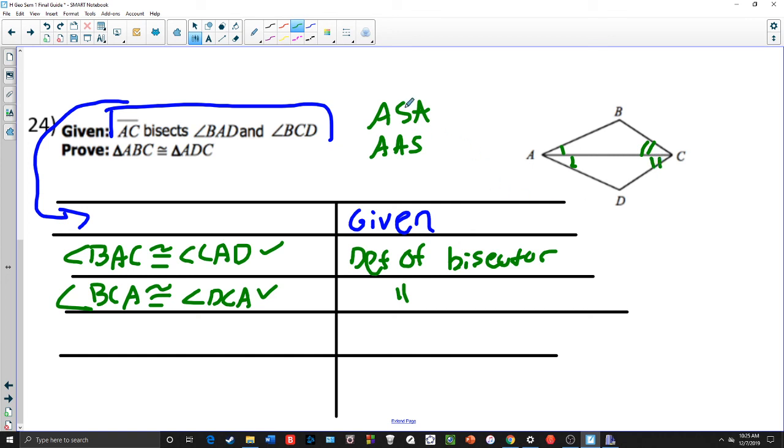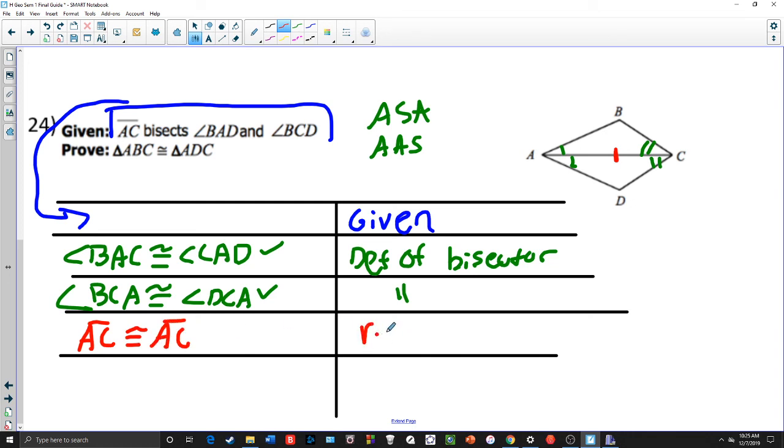But I still need a side, either between them or outside them, in order to use one of these here. And unfortunately, I don't have any more given to me. So I'm going to go to my diagram, and you should see that AC here is shared between the triangles. And anytime you have a shared piece, that's basically a freebie, because this piece is equal to itself. AC is obviously the same as AC, like 5 is the same as 5. AC is the same length as AC. So therefore, what we can say is AC is congruent to AC.